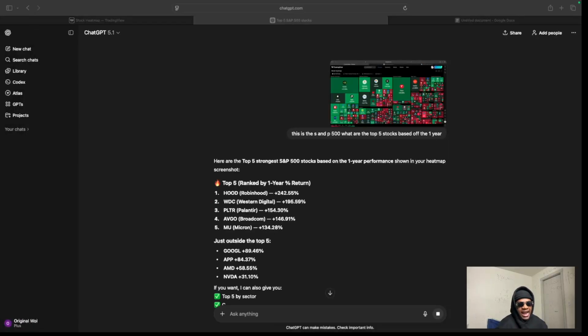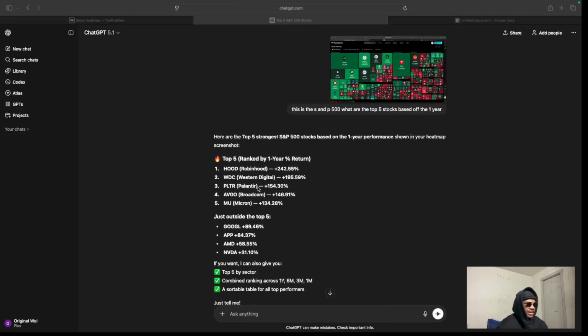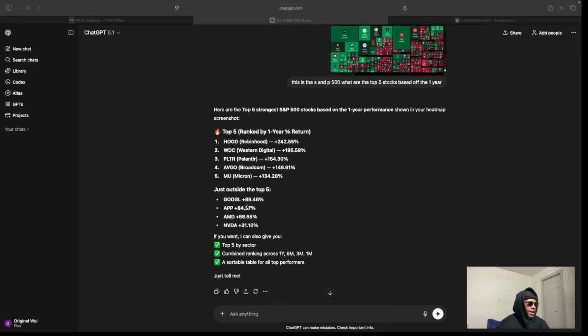Usually, back in the days, I used to just write it down. But ChatGPT gets me the top 5 stocks, the top 5 percentage returns. You see all of these, right? Based off the 1 year, right?